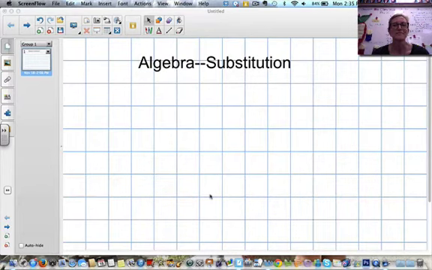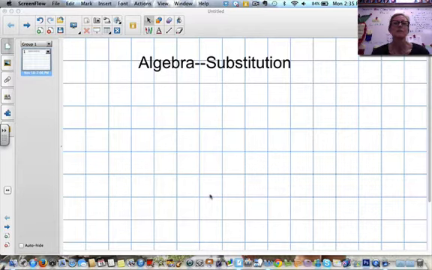Hi class, this next lesson is going to be on algebra substitution. So substituting in a number for a particular variable when you're given that variable. This is coordinated with lesson 4.7, and this is going to be the last lesson of unit 4, and then we'll start studying for the test coming up on Thursday.